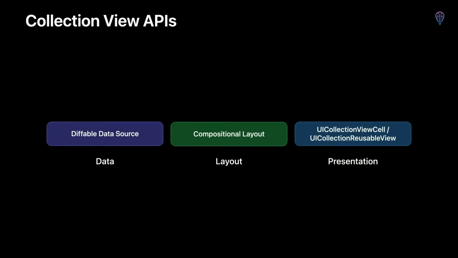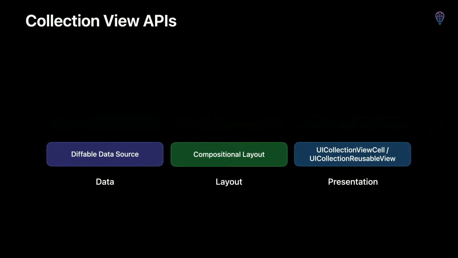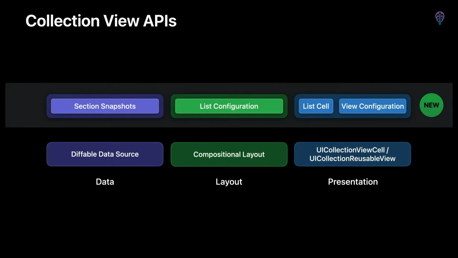Back in iOS 13, we introduced two new components for data and layout, respectively, with diffable data source and compositional layout. And these are the APIs to use for building apps with UICollectionViews today. For iOS 14, we built on these modern APIs and introduced new features across all three of these API categories with enhancements to diffable data sources, compositional layout, and cells.